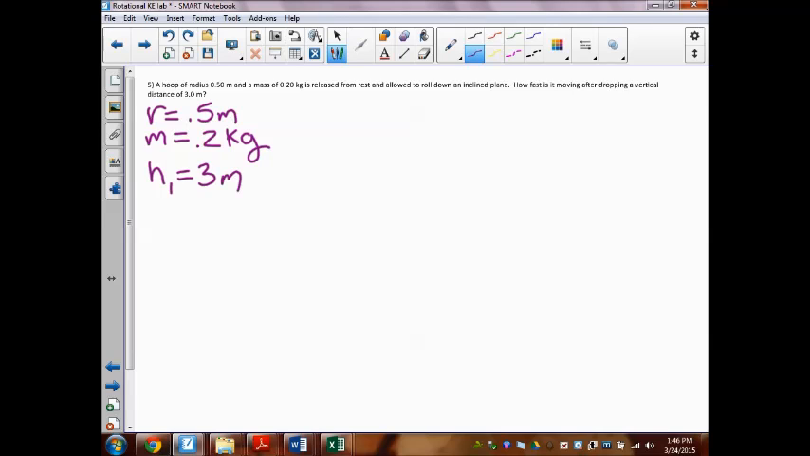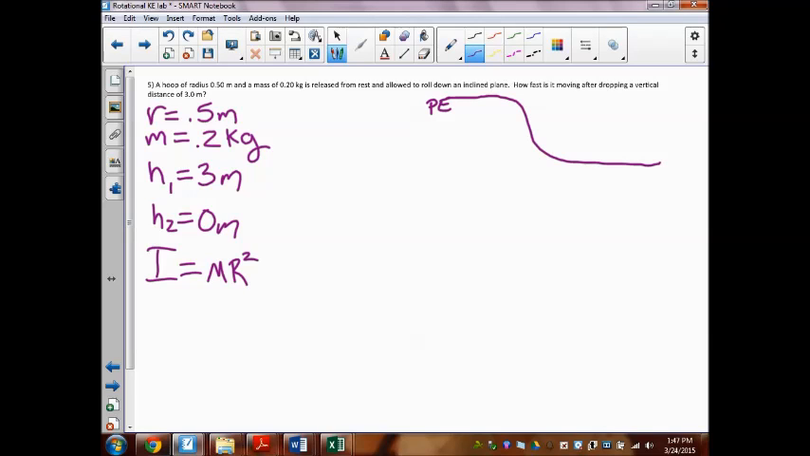I also know that I start at a height of 3 meters and I drop to a height of 0 meters. So my change in height is going to be a total of 3 meters. And then I look back at that chart and I find that I for a hoop is just mr squared. Hoops have a lot of rotational inertia. So here's my inclined plane. That's a terribly drawn inclined plane. It looks more like a step, but that's okay.